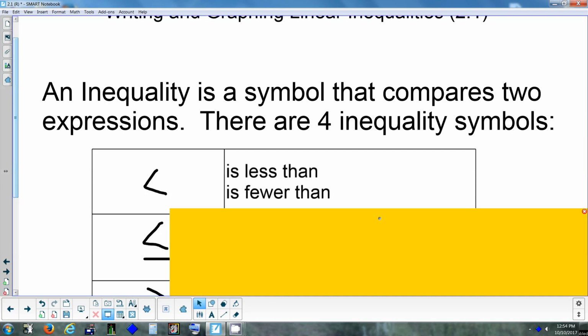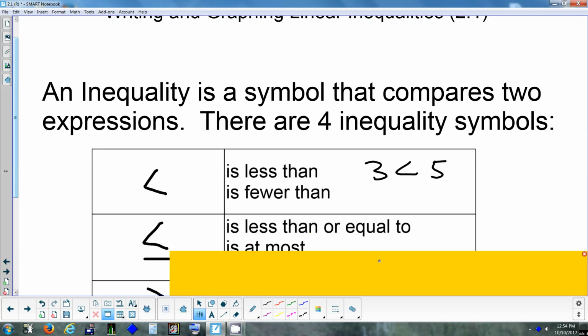Okay, so this symbol means is less than. So if I wrote something like 3 < 5, that means 3 is less than 5. That's how you read it. You could also say 3 is fewer than, or 3 is below 5. There are different ways to say it.